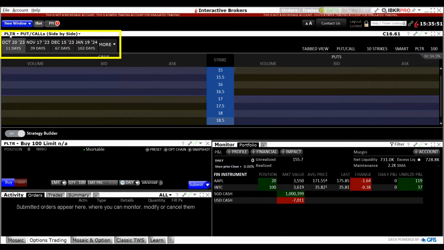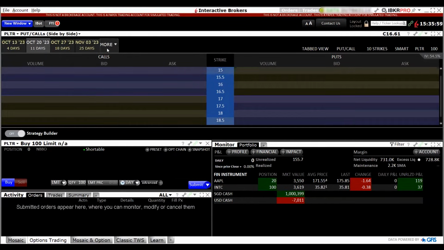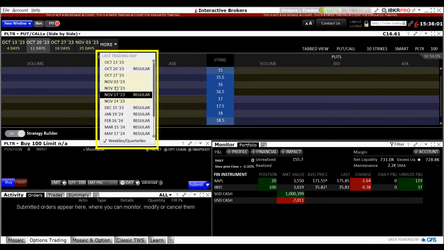Here I loaded Palantir and you can see that most of them are actually monthly. But if you click onto this tick, it will now show the weekly. So that is how you can access the weekly options for certain stocks. However, some stocks only have monthly options. So now let's go back to the statement.